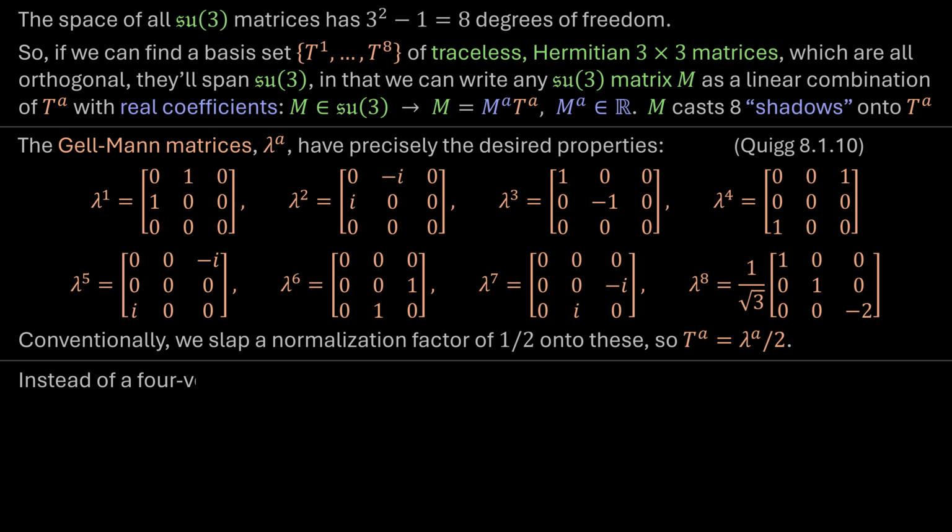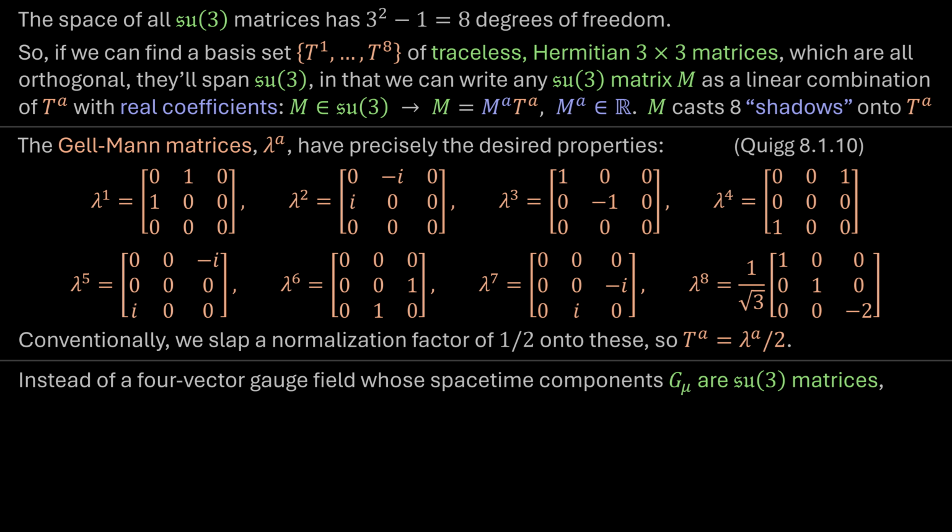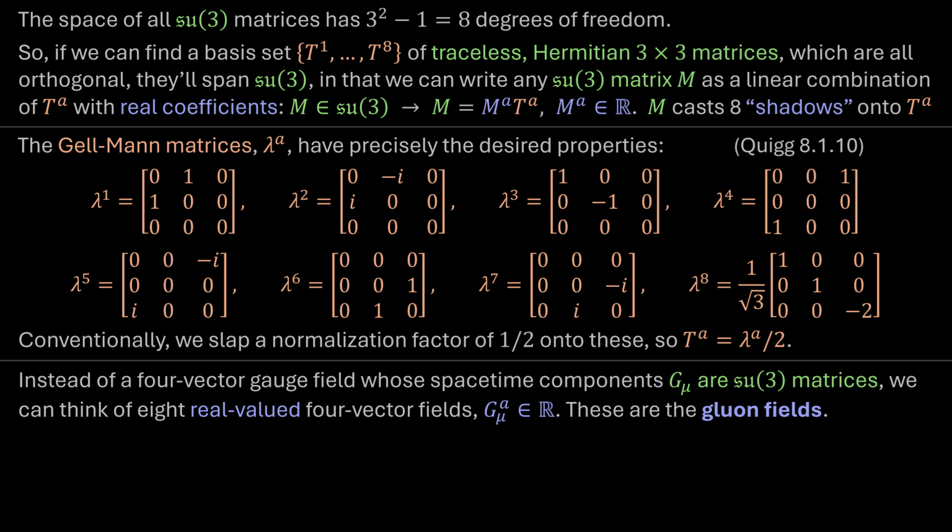So then if we have our gauge field G mu, whose 4 spacetime components live in SU3, we can break that up into 8 real-valued 4-vector fields, call them G mu A, where A is the index that corresponds to the generators of SU3, and these are the famous gluon fields. So if G mu lives in SU3, then we can write that as G mu equals G mu A T_A for real-valued G mu A.